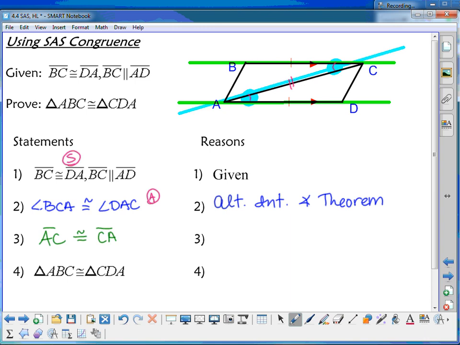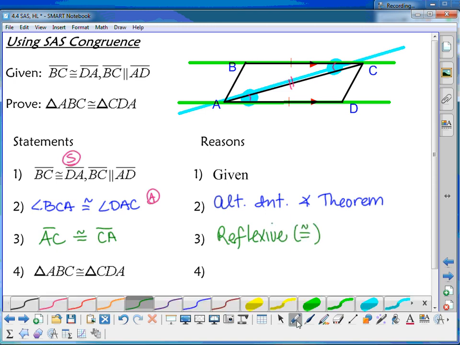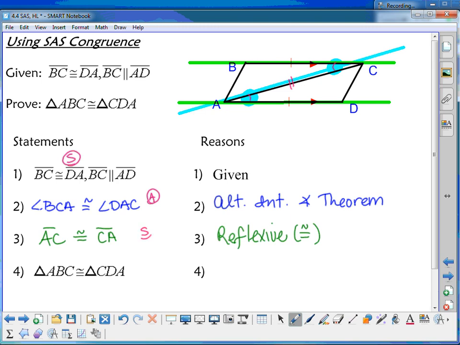It's just looking at itself in the mirror. That's the reflexive property of congruence. And that's my other side. So now that I've said I have a side and an angle, the included angle, and another side congruent, I have enough information to say that my triangles are congruent by side, angle, side.